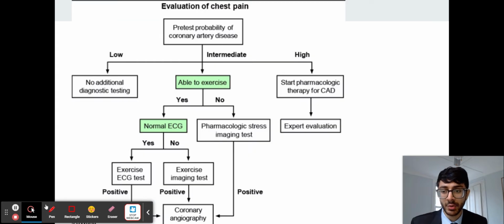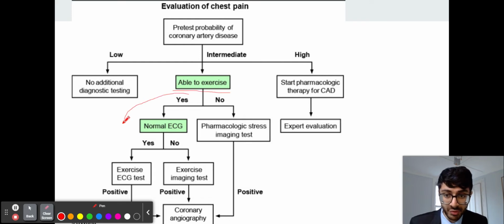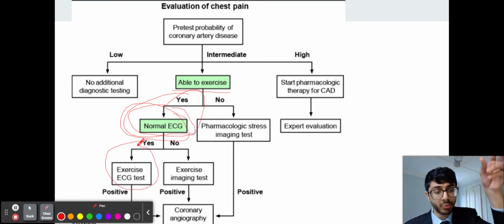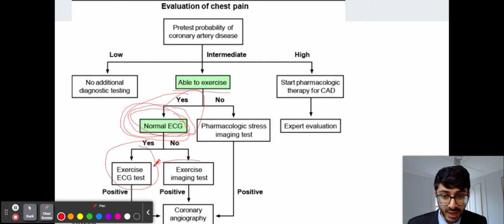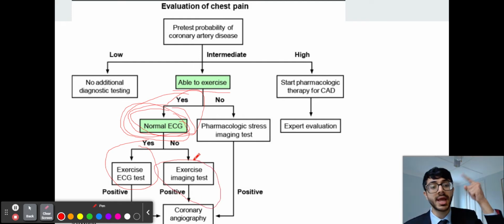The first thing is evaluation of chest pain. The reason I put this up here is you guys probably know all of this. Just know if they're able to exercise and they have a normal EKG. If they have a standing left bundle branch block or a standing abnormal EKG, you cannot exercise stress test them, because if the EKG is abnormal and you exercise EKG stress them, you're comparing an abnormal EKG with an already more abnormal EKG. So in that case, if they do not have a normal EKG, you're going to exercise stress imaging them. So you're going to exercise echo them.